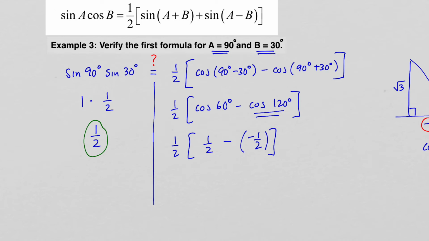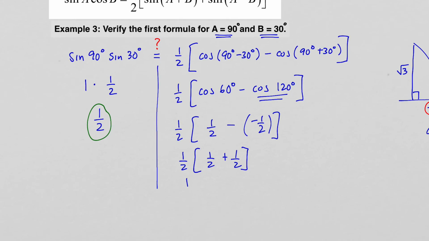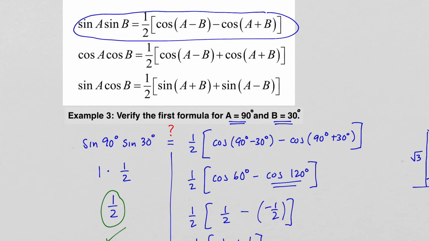And now we'll just complete this problem. We have 1/2 multiplied by 1/2 plus 1/2. 1/2 plus 1/2 is 1, and so we have 1/2 times 1, and 1/2 times 1 is 1/2. And so as you can see, the left-hand side and the right-hand side equal the same thing when you plug in numerical values for A and B. Therefore, we have verified that this formula works at least for those values of A and B.